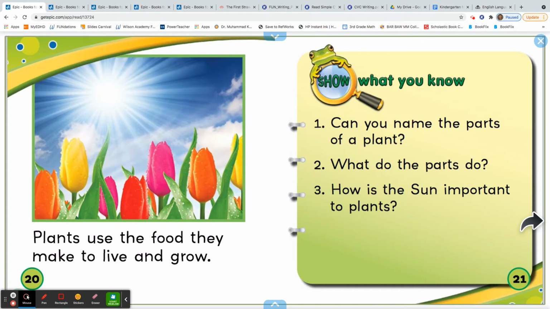Boys and girls, can you name the parts of a plant? Pause the video and see if you can name the parts of a plant. Oh, I'm glad you're back. I hope you remembered to mention the stem, the leaves, the roots. What do the parts do? Go ahead and have a conversation with your learning coach talking about what the plants do and how the sun is important to plants. After your discussion, go ahead and unpause the video again.